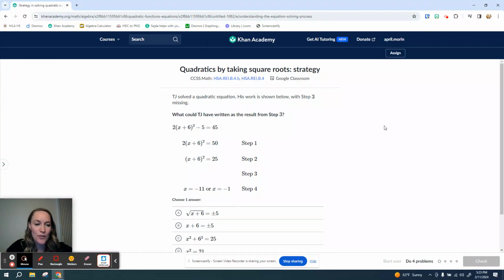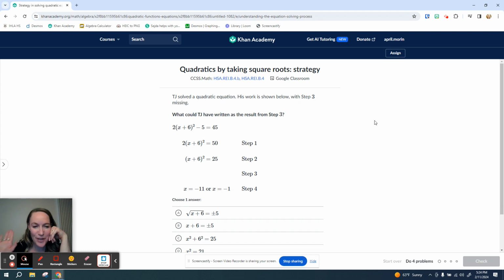TJ solved a quadratic equation. You know what? Side note here, I really hate these because I can second guess myself so many times when I'm looking for a mistake. So these problems are so hard for me. Are they hard for you? How do you feel? Or do you like these because things are done? You just have to check and see what's right. I don't know. They're difficult for me.